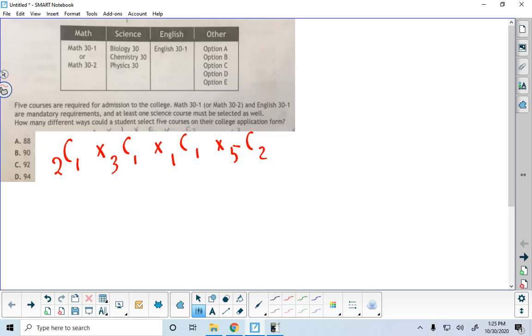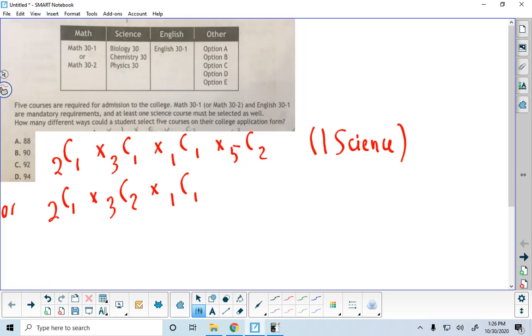So I'm just going to put in brackets here actually, this is 1 science course. But you could have your math course that you're selecting out of 2 choices, multiplied by 3, choose 2. So you could have a situation where you have 2 science classes that you're going to pick to put on the application, multiplied by the 1, choose 1 for the English.